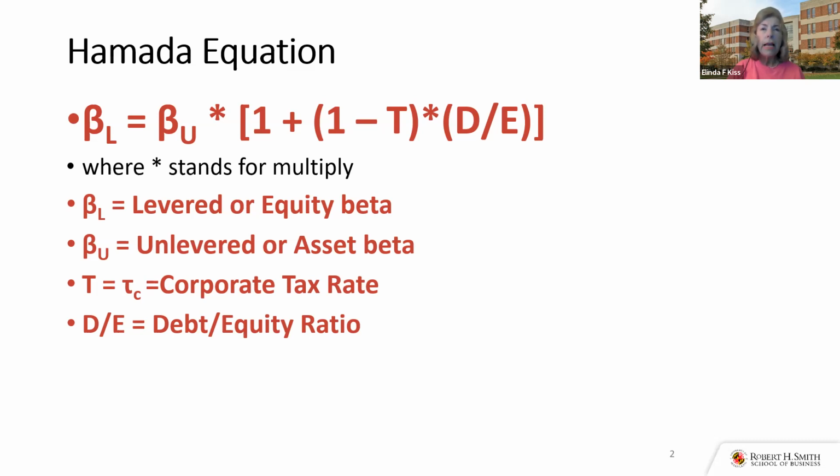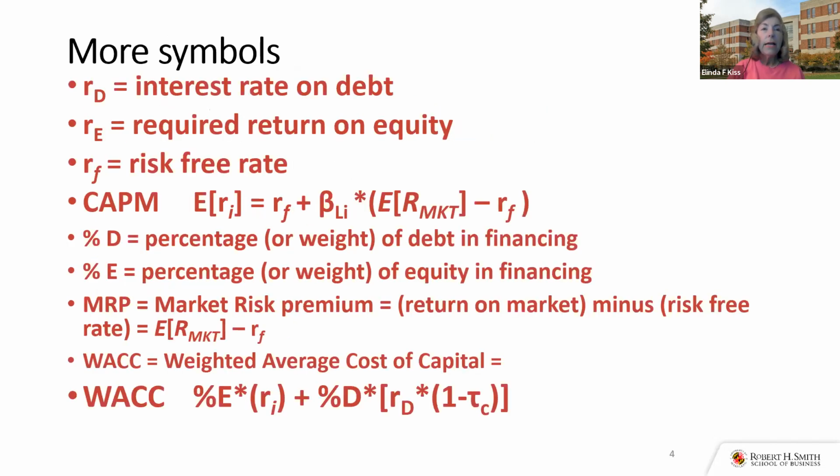We are going to use a formula known as the Hamada equation, which you can see on this slide, to lever our asset beta. The Hamada equation is an attempt to quantify the higher risk due to financial leverage, meaning the use of debt. The symbols used in that equation are on this slide. Then you will use that levered beta to calculate the cost of equity using the CAPM, capital asset pricing model. Then you will use that cost of equity along with the after-tax cost of debt to calculate the WACC.